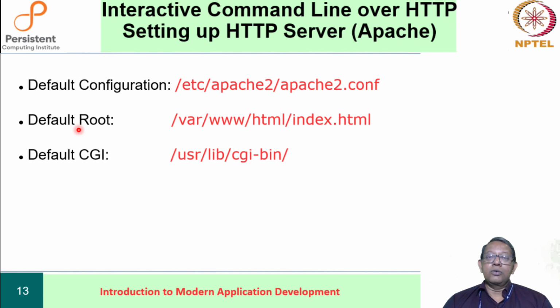This is called the root, the document root of the web server, and by default on Ubuntu it is /var/www/html, and the default HTML file is index.html. We will shortly examine this idea of cgi-bin, but for now we will note that the default directory for CGI, Common Gateway Interface, is /usr/lib/cgi-bin on Ubuntu systems.